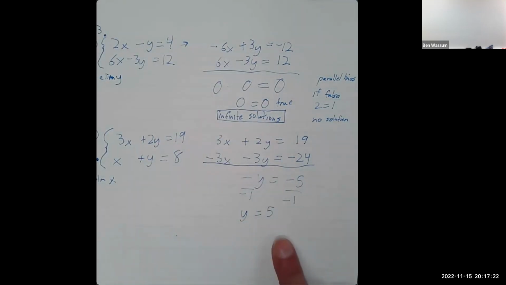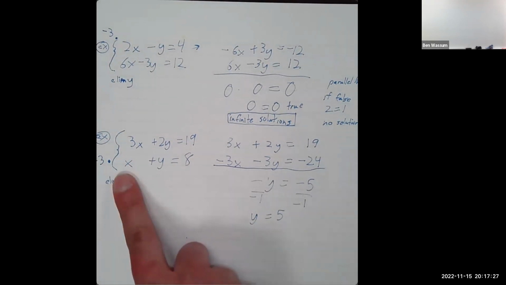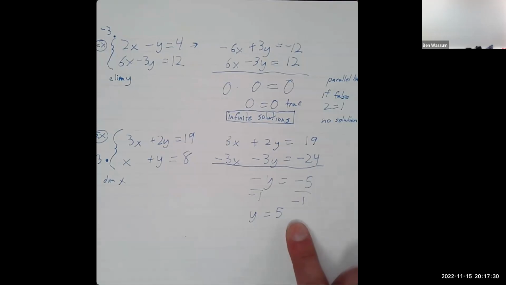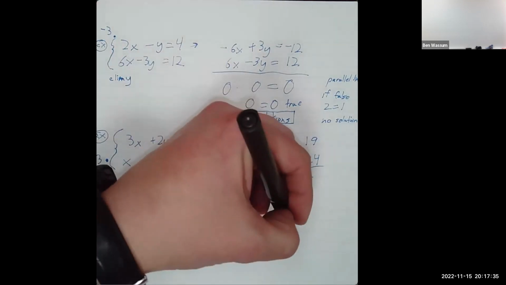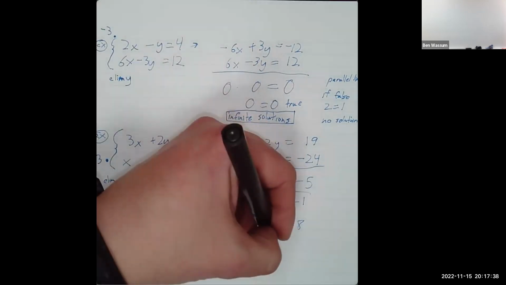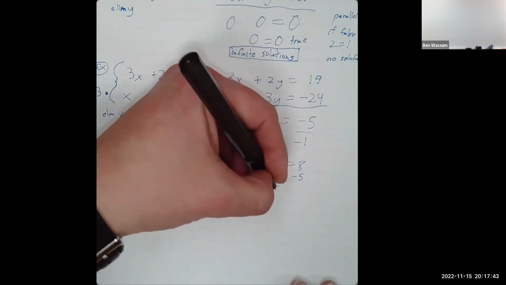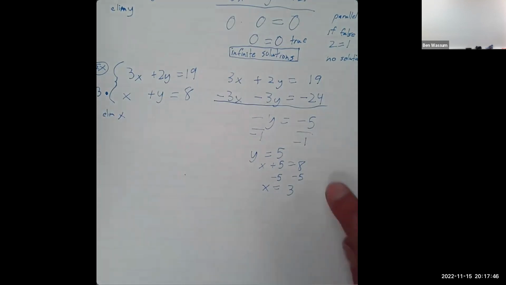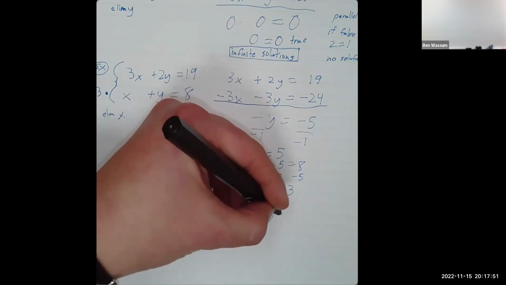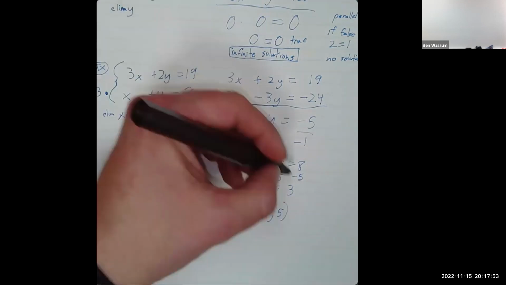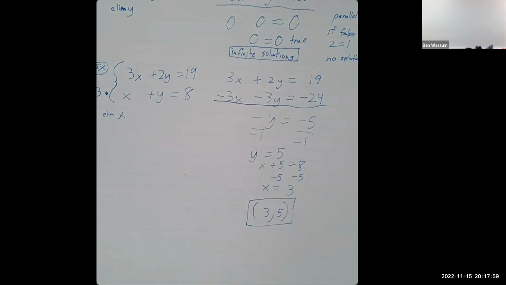You take that and plug it into either one of these equations. I definitely go for the second one, and you find the x. So if y is 5, then x plus 5 is equal to 8. Subtract off the 5, and we get x is equal to 3. So we have our x, we have our y. We write it as a point, 3 comma 5, so x comma y. And that is the solution to our system.